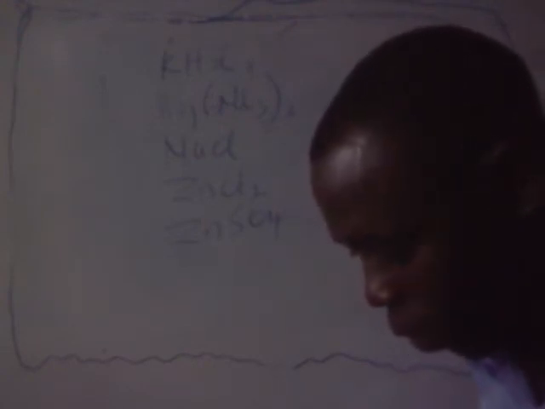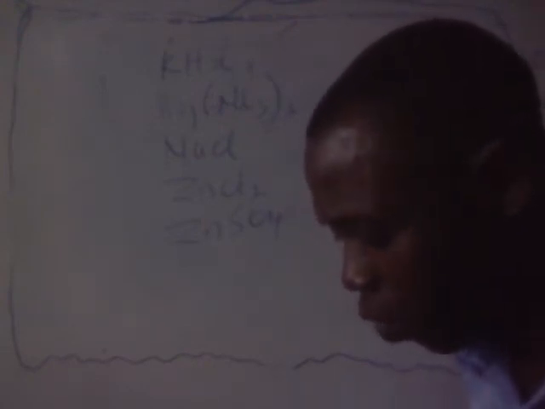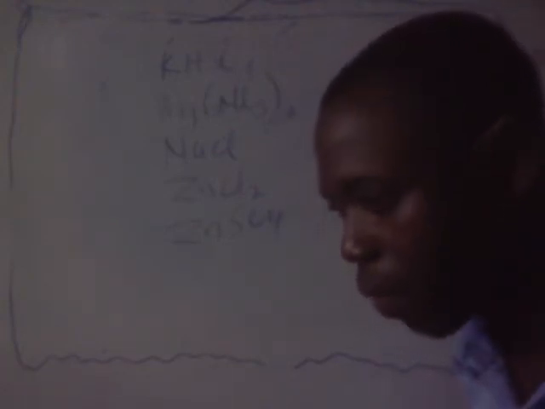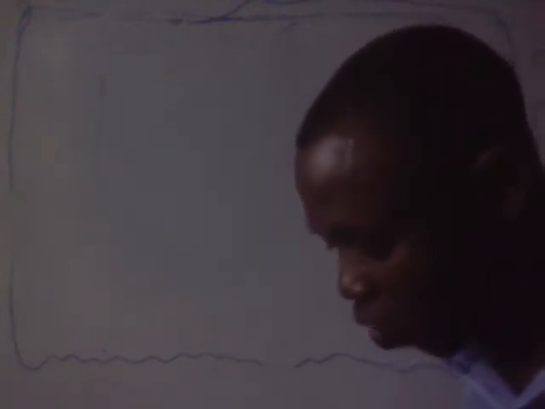Number 17. The products of the electrolysis of dilute sodium chloride solution with platinum electrodes are: option A, chlorine and water; option B, hydrogen and chlorine gas; option C, hydrogen and oxygen gas; option D, sodium amalgam and chlorine; option E, sodium hydroxide and water.